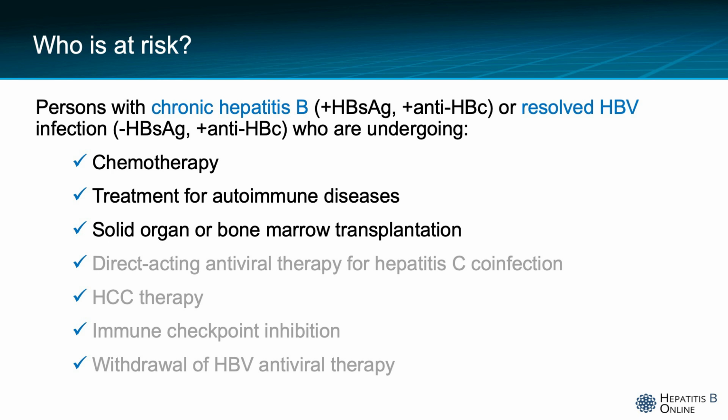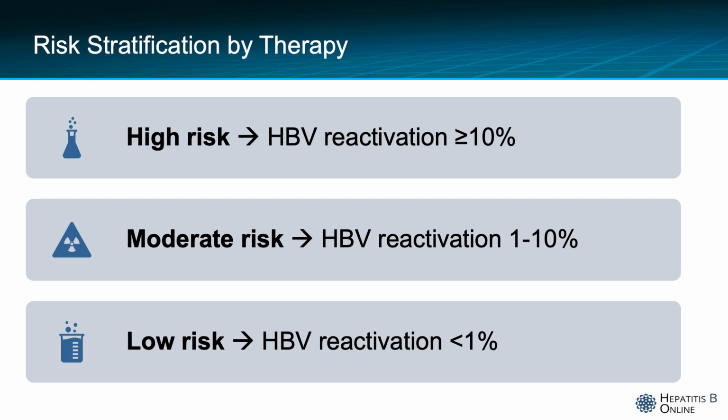So the first step in considering an individual's risk of HBV reactivation involves evaluating their HBV status, but also their intended immunosuppressive therapy. And when we consider these therapies, we can group them as low, moderate, or high risk for HBV reactivation with probabilities as shown here.